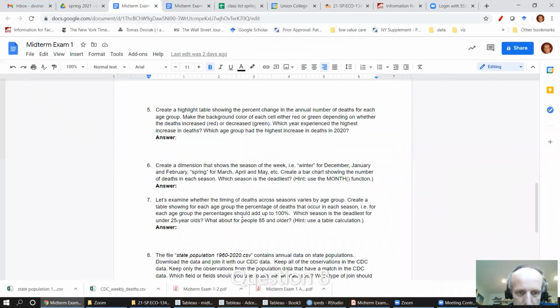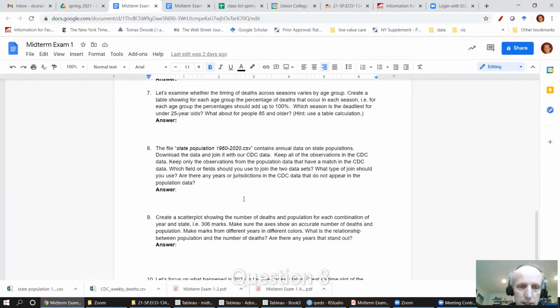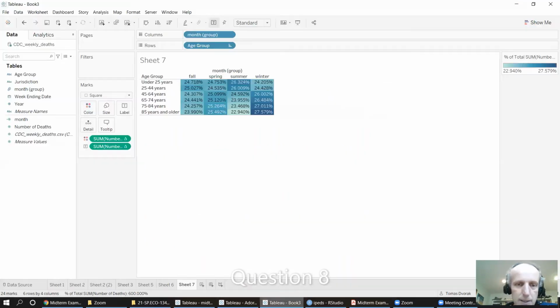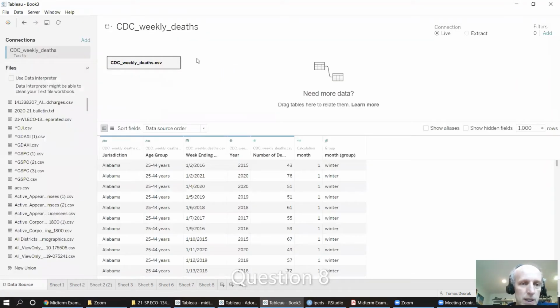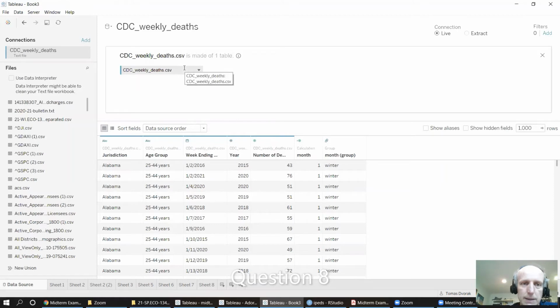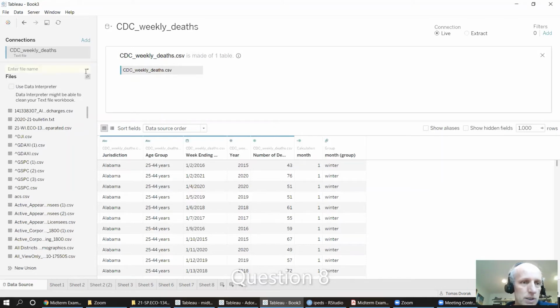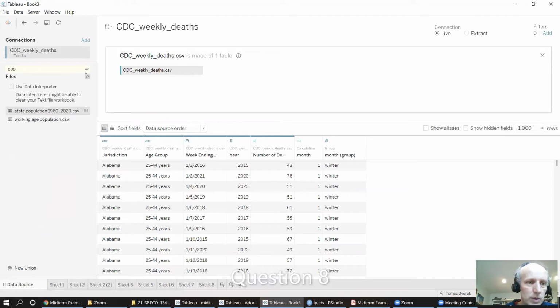Next, let's examine the timing. Oh, so we already did that. Now we're supposed to join some data. So we got some data on the state populations from 1960 to 2020. Annual data on state populations, downloaded and join it with the CDC data. So let's do that. Sure, I'm going to open a new sheet, but I actually need to go to the data source. I need to open this table of CDC weekly deaths, and to it, I will join my population table. So it's in my downloads folder, population.